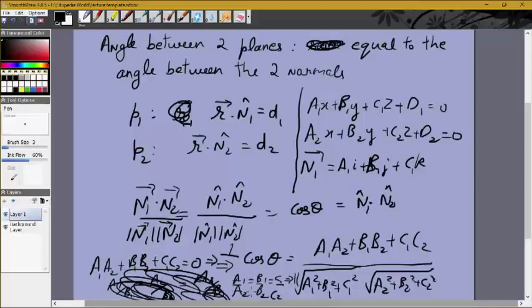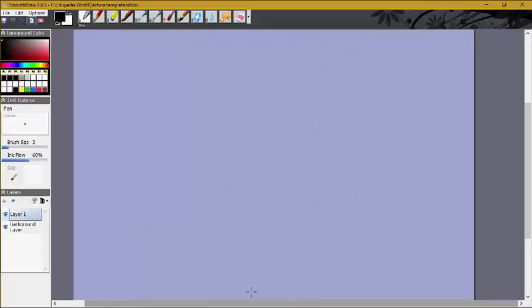Right, so this is how we can find the angle between any two planes. And let's look at a few more properties. One is the distance of a point from a plane. And by the distance we always mean the perpendicular distance of a point from a plane.